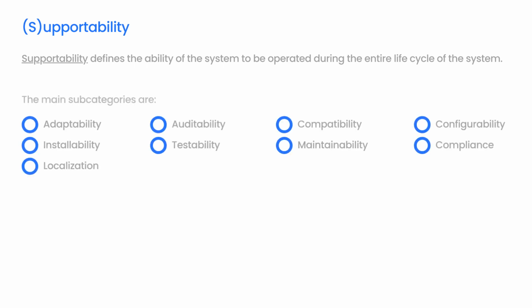Supportability. Supportability defines the ability of the system to be operated during the entire life cycle of the system. The main subcategories are adaptability, auditability, compatibility, configurability, installability, testability, maintainability, compliance, localization.